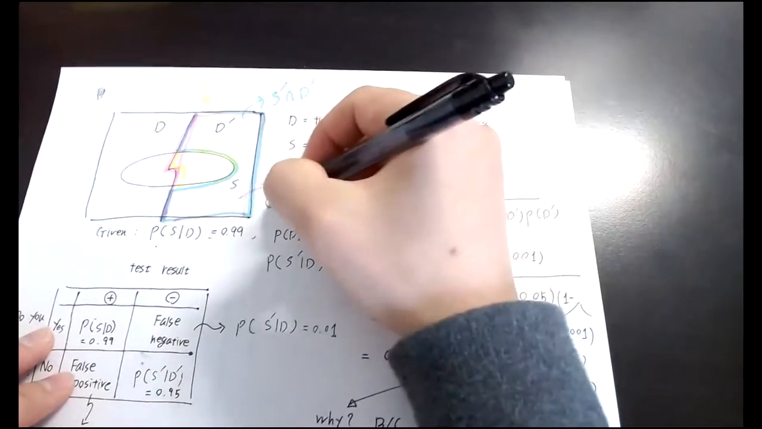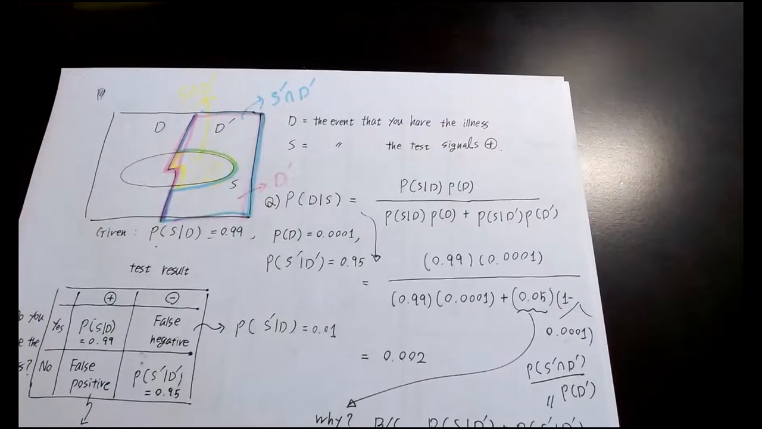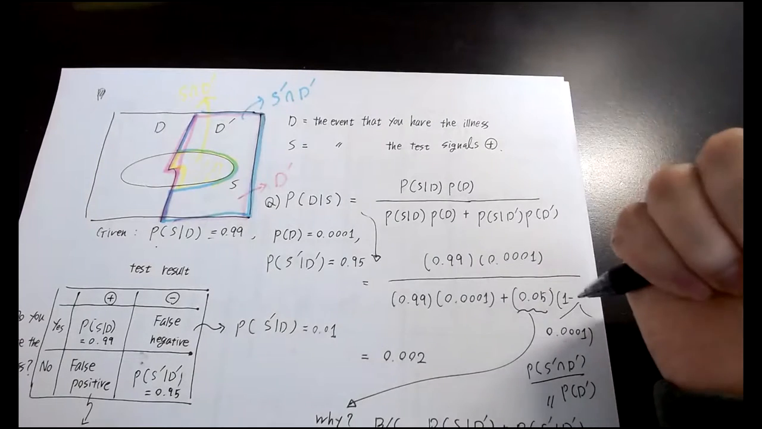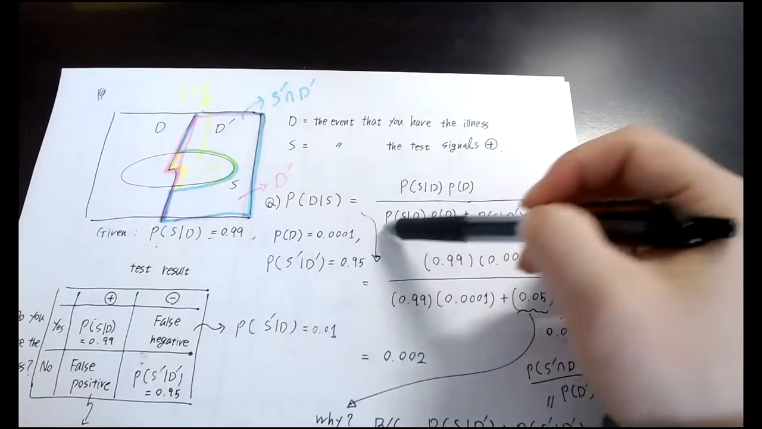The problem question is to find the conditional probability of d given s. Why? Because the problem says that you take the test and the result is positive. That's the assumption, that's a given. And then what's the probability that you have the illness? So we can say, what's the probability that you have the illness given that you got a positive test result? Now we're going to use Bayes theorem. By Bayes theorem, we can express that conditional probability like this.